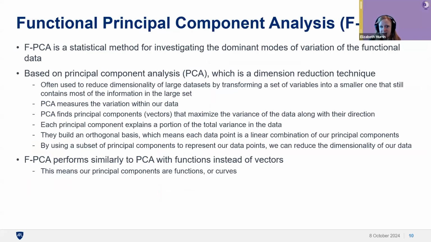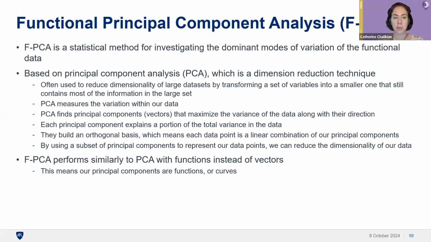And then Catherine's now going to discuss functional principal component analysis, FPCA. Thanks, Elizabeth. So functional principal component analysis, or FPCA, is a statistical method for investigating the dominant modes of variation in functional data. FPCA, as the name might indicate, is based on PCA, which is often used to reduce dimensionality of large data sets by transforming your set of variables into a different, smaller set of components that still contains most of the original information.